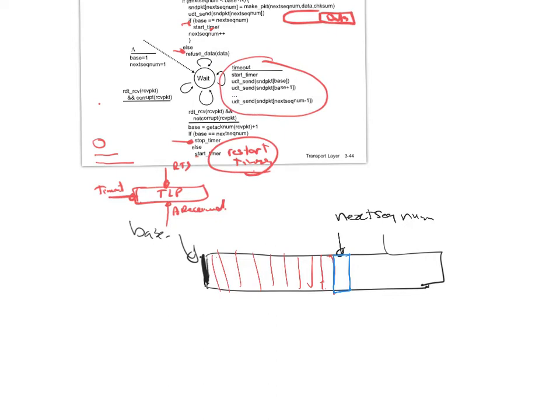The sender received an acknowledgement. Okay? And this segment is I. And this acknowledgement has a sequence number of I. This means that this segment has been received by the receiver successfully.